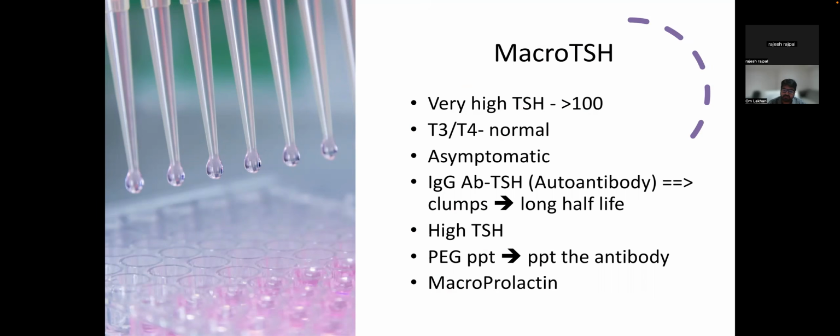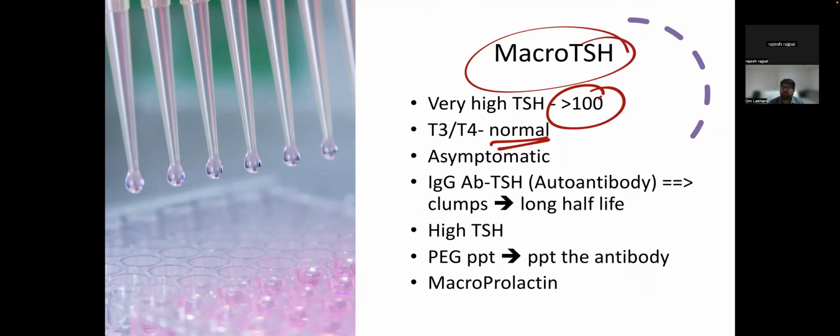The second reason why this can happen is something called macro TSH, right? In these cases also, TSH values often are very high, more than 100, but T3, T4 are often normal. The patient is completely asymptomatic. This happens because of an autoantibody called IgG antibody against TSH. The body produces an autoantibody against TSH, and because of that, it clumps and has a long half-life. So TSH tends to have a long half-life, and that's why you tend to have high TSH. These patients generally do not have a thyroid disorder, but TSH values are often very high, and this can be easily removed by PEG precipitation.